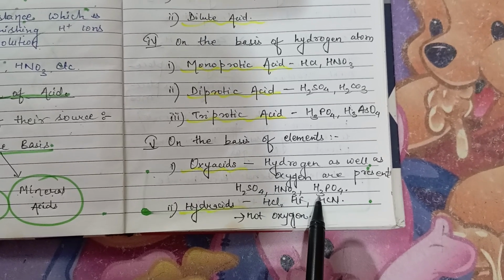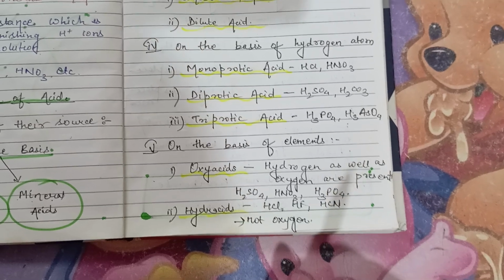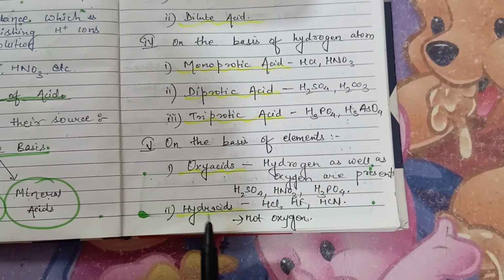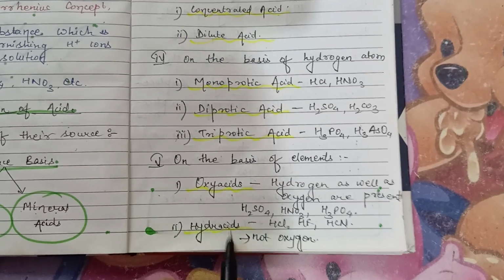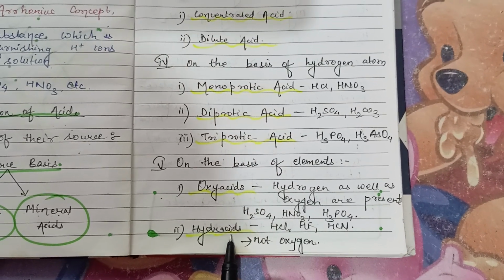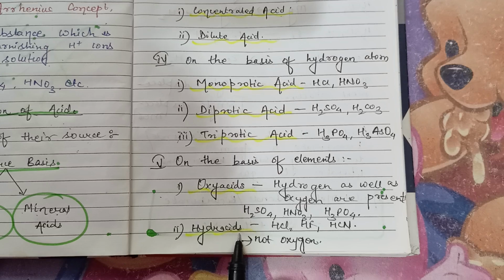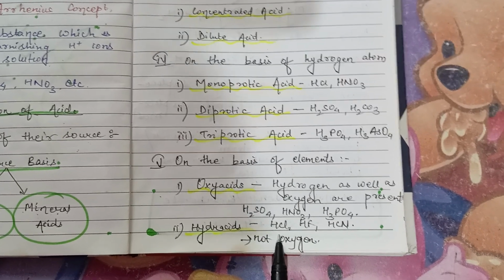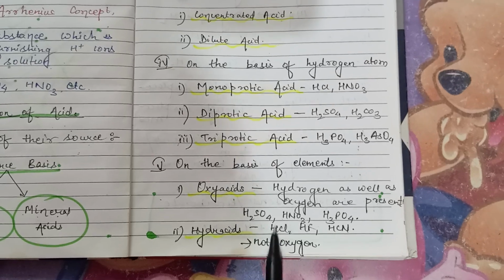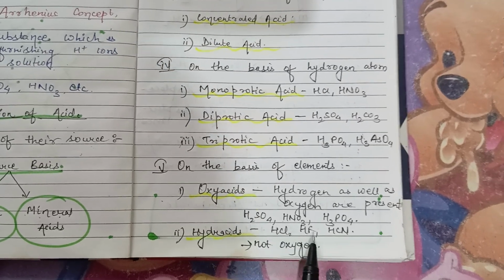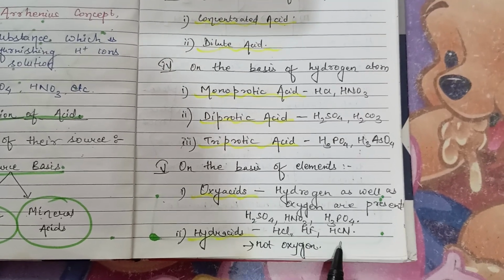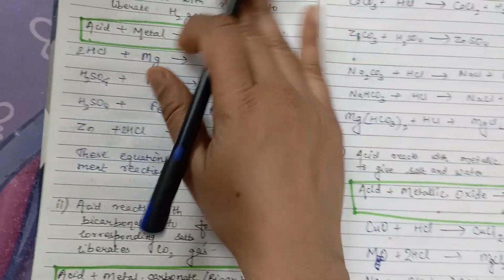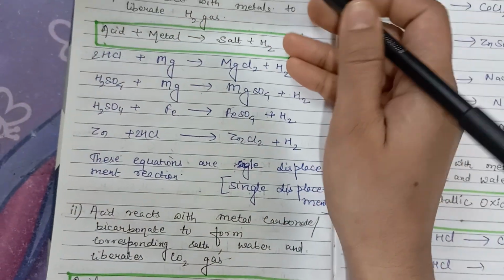H3PO4, hydrogen and oxygen both are present. Hydroacids are those acids in which hydrogen is present but there is no oxygen. For example, HCl: we have hydrogen but there is no oxygen. HF, HCN.